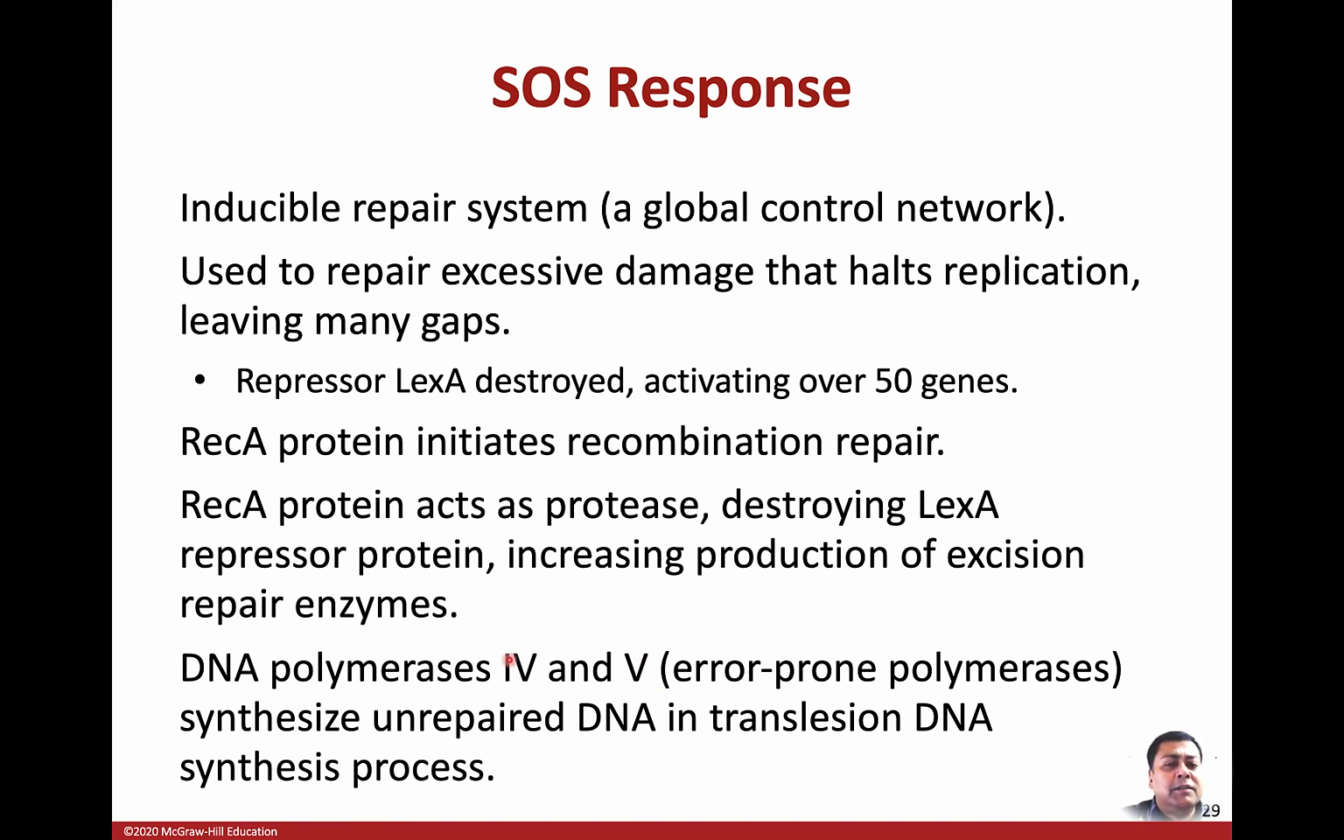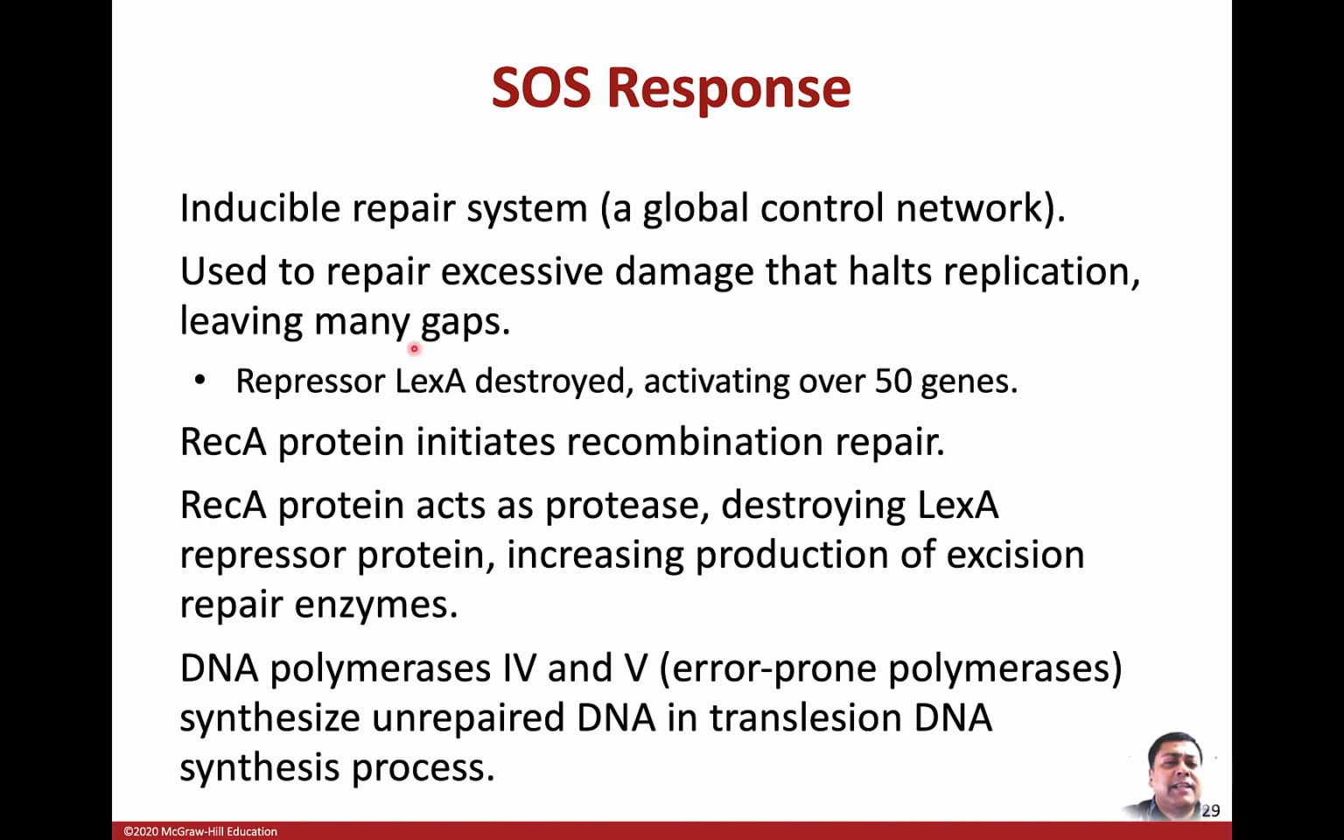The DNA polymerase 4 is known as DIN-B, and this DNA polymerase 5 is another enzyme, which is called UMUCD. These are error-prone polymerases, and they synthesize the unrepaired DNA in the translesion DNA synthesis process. So again, this is due to the lesion, like damage due to ultraviolet, X-ray, any kind of radiation, or mutagens.